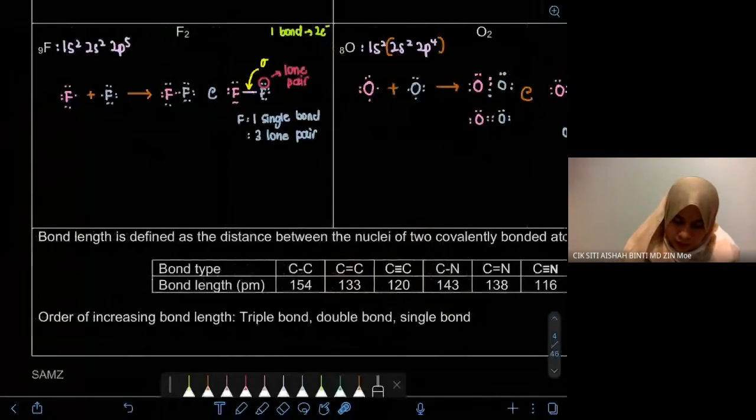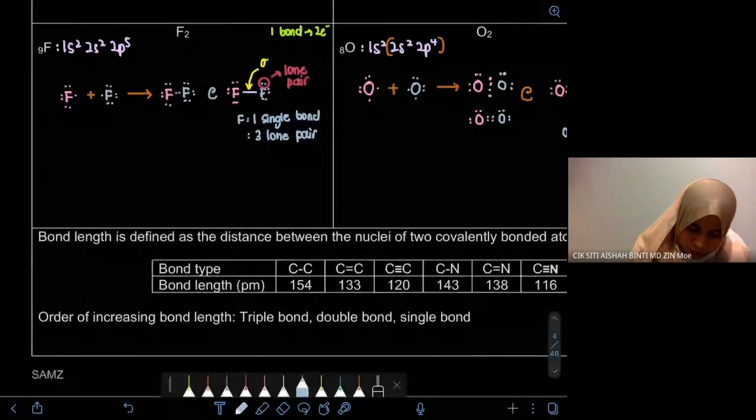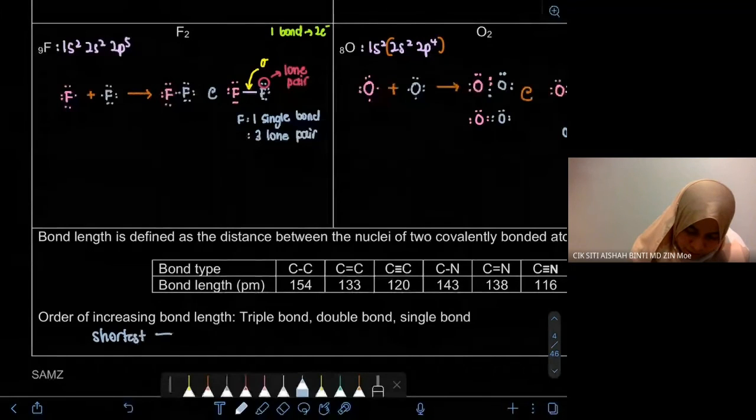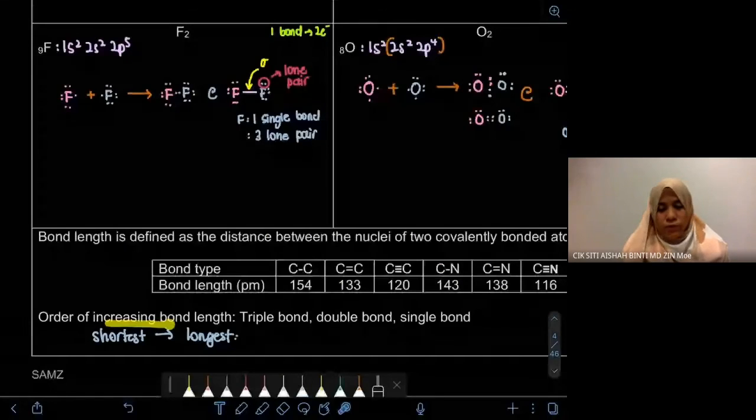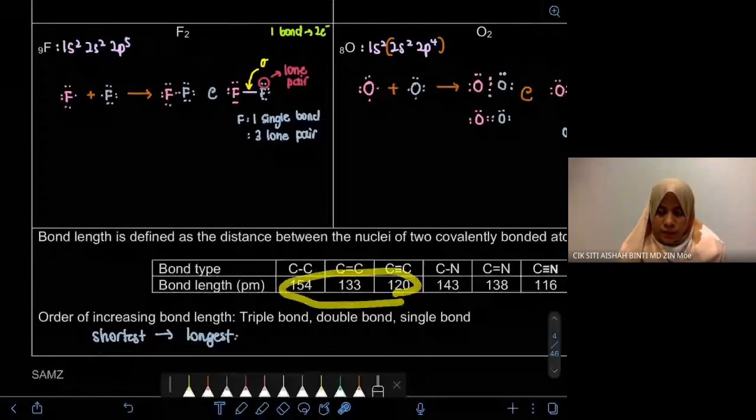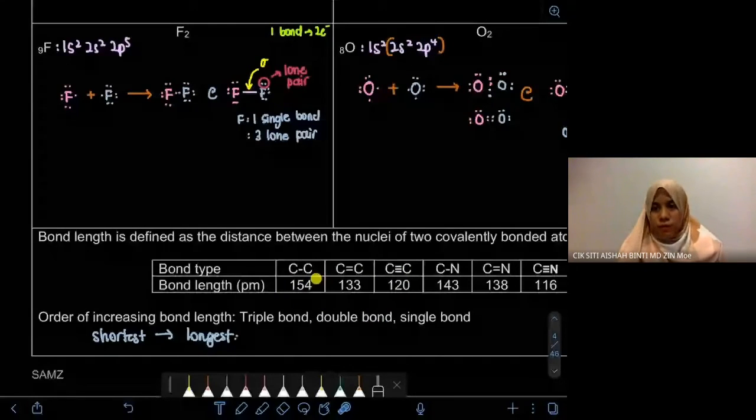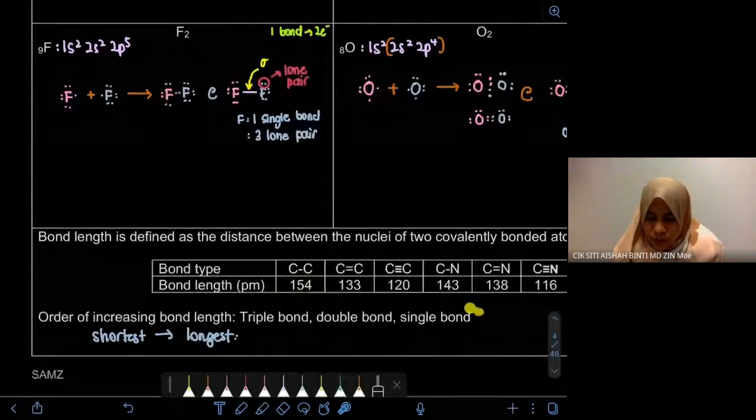So maksud dia order of increasing bond length from the shortest to our longest bond length. Okay. So maknanya increasing bond length. So maknanya triple bond is the shortest one. So contoh kita tengok kat sini lah. The second one is double bond. And the last one is actually our single bond. Okay. So itulah yang kiranya single bond is the longest one. Itu sahaja. For bond length ni.